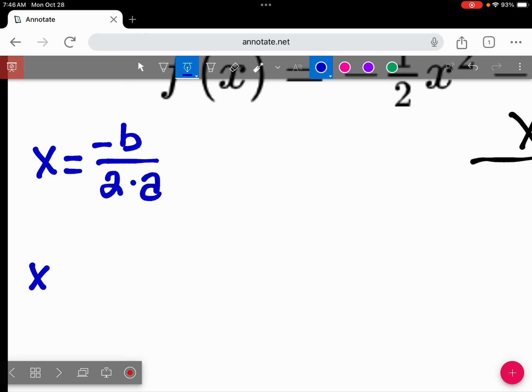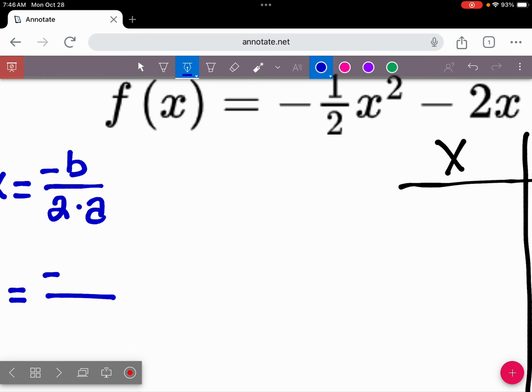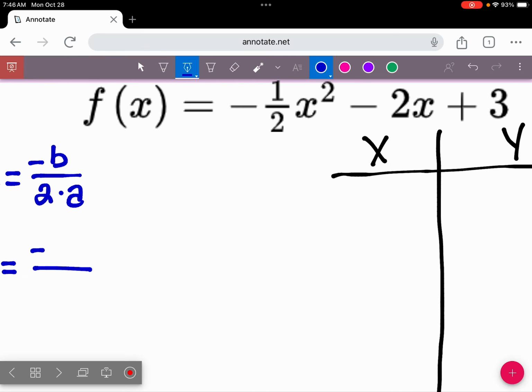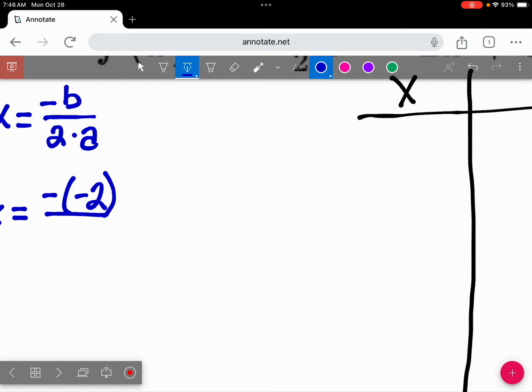So what is the b value for this equation? The b value itself is negative 2. So we need the opposite of negative 2. I'm just going to write it exactly like that for our filling in part here. 2 times a. What's our a?